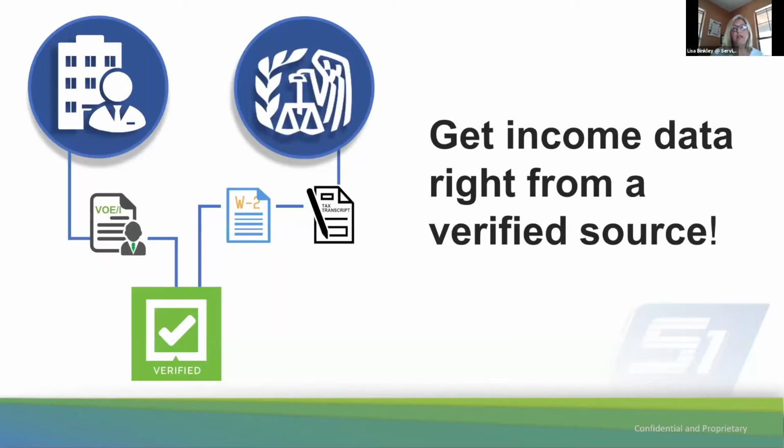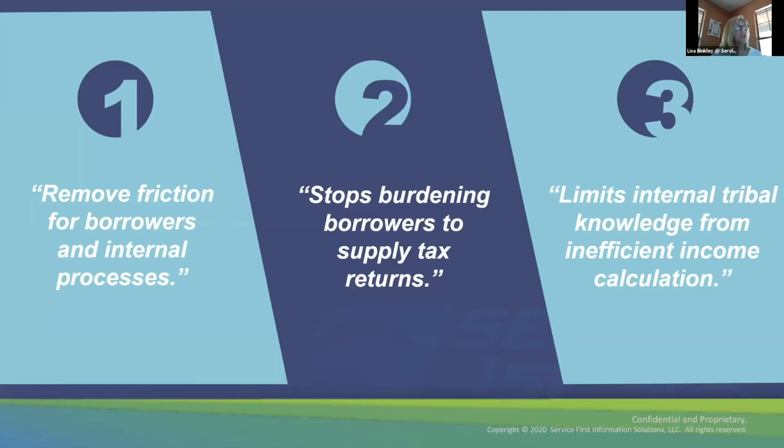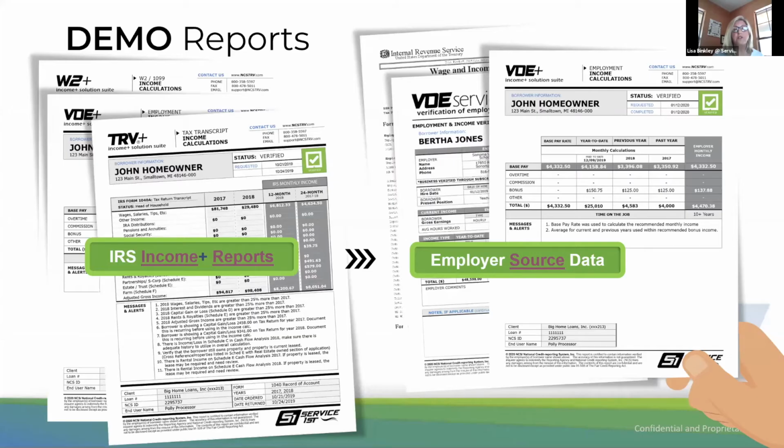So we're going to talk about getting income data right from the verified source. It's going to remove friction from the borrowers and internal processes. It's going to stop burdening borrowers to go out to their garage or their basement and look up all their tax returns. Lastly, it limits internal tribal knowledge from inefficient income calculation. So we're going to get right into the reports so you can see them.